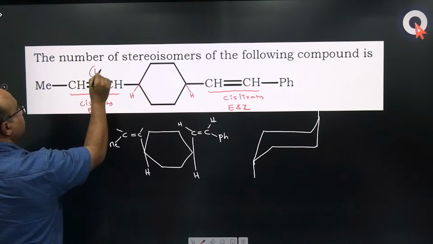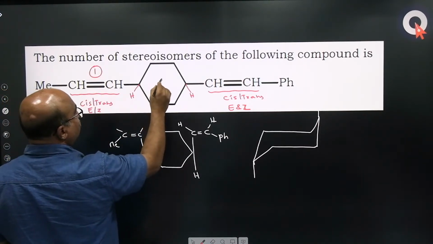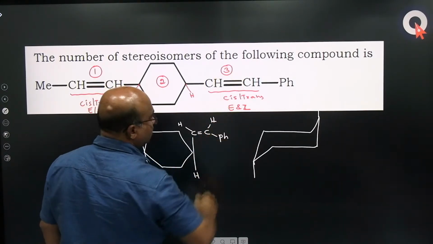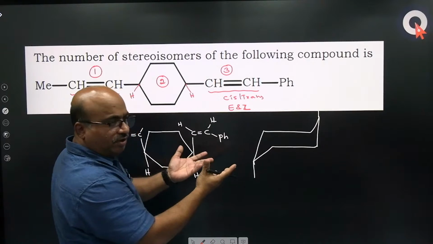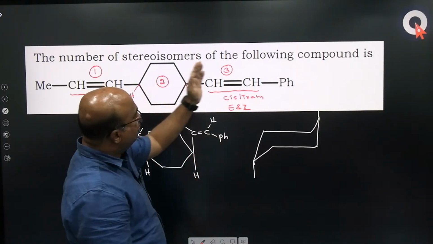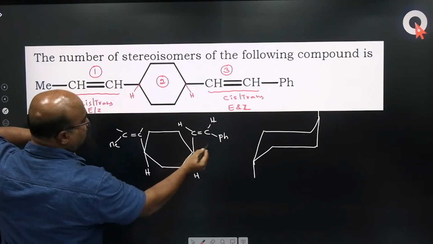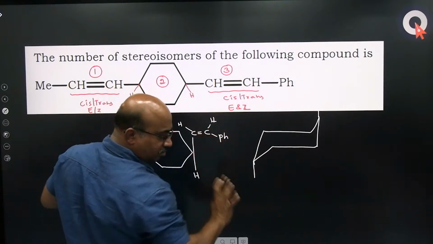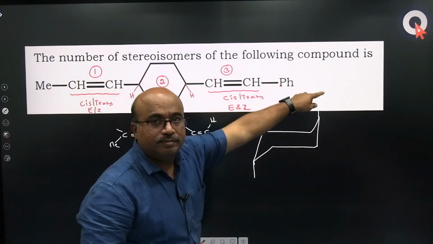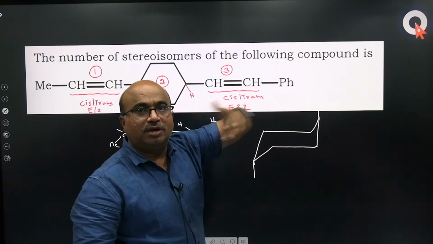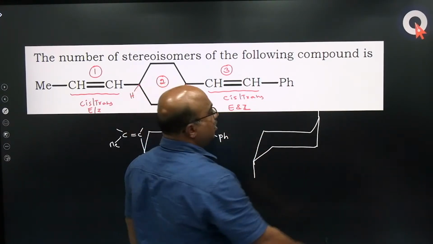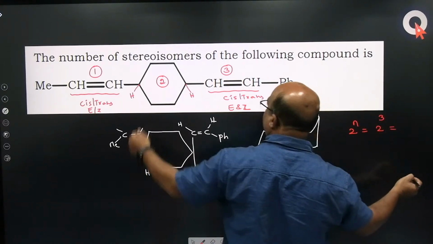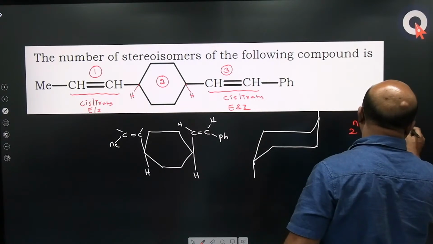So one stereogenic center, this is the second stereogenic center, this is the third stereogenic center. And anyhow, it's a simple formula that we write. These stereogenic centers: this part is not the same as this part, and your terminal parts are also not the same, methyl and phenyl. So simply you say the total number of geometrical isomers or stereoisomers is nothing but 2 to the power of n. That is 2 to the power of 3. In this case, there are 3 stereogenic centers. We say it is 8.